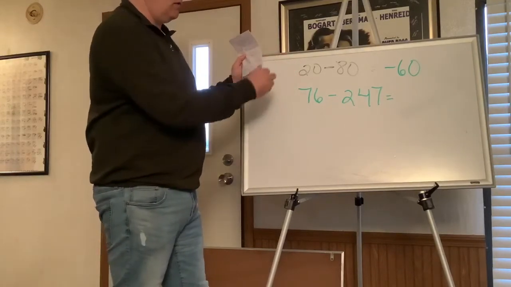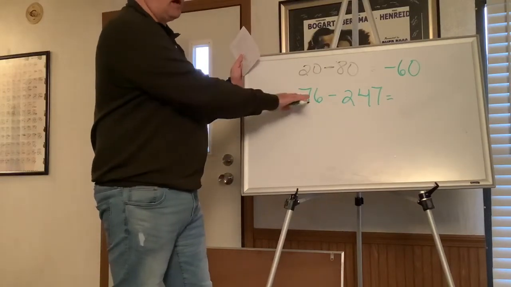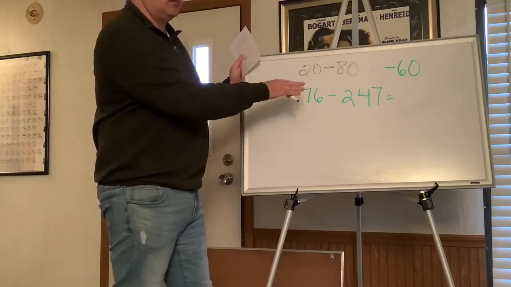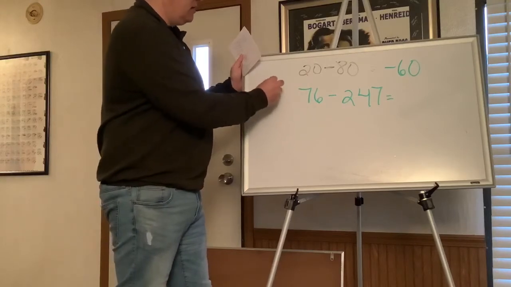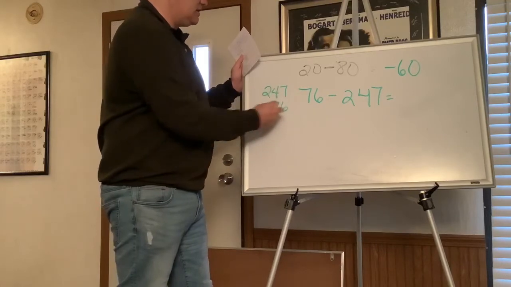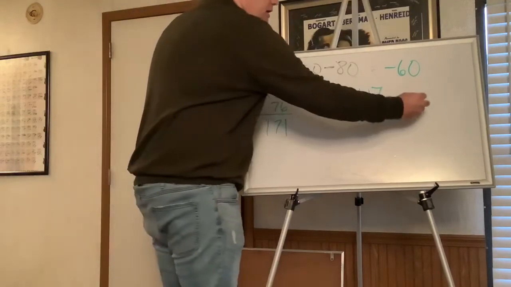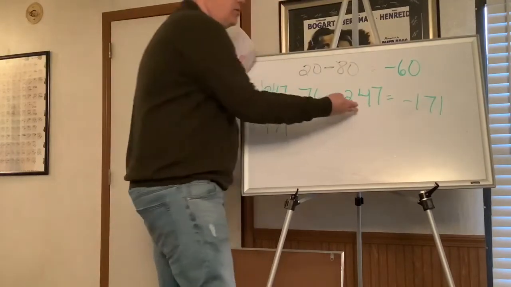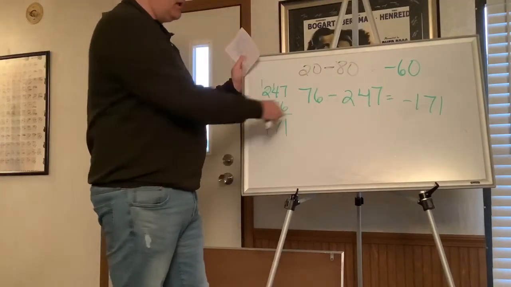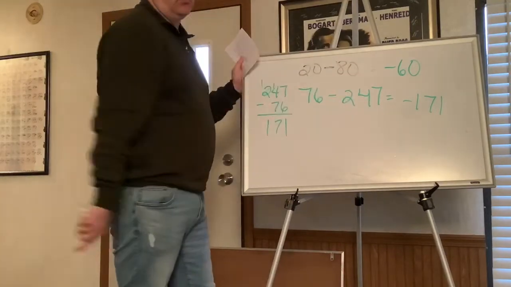So if you're trying this one at home and you want to know what it came out to, now I'm not going to teach this yet, the way I'm doing it, because it's a two-step process. But basically I'm going to go like this. Okay, and I get 171, and it's actually a negative 171 because we went in the hole. We had 76 positive dollars, but we went in the hole, and that's how much we're in the hole now.